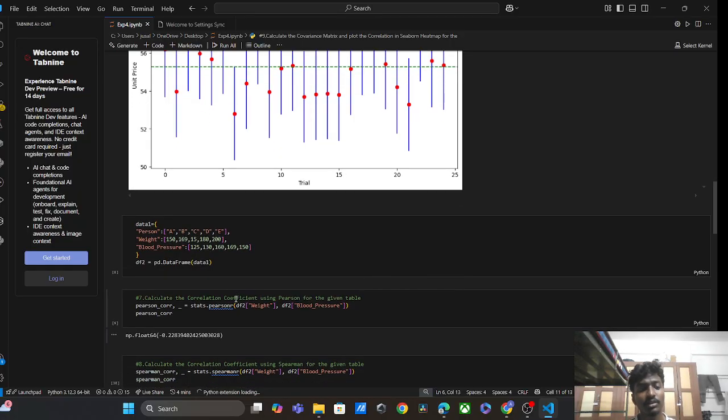For the seventh one, we calculate the Pearson correlation coefficient between the weight and blood pressure. The Pearson measures linear relationship. If it's closer to +1 or -1, the relationship is strong.